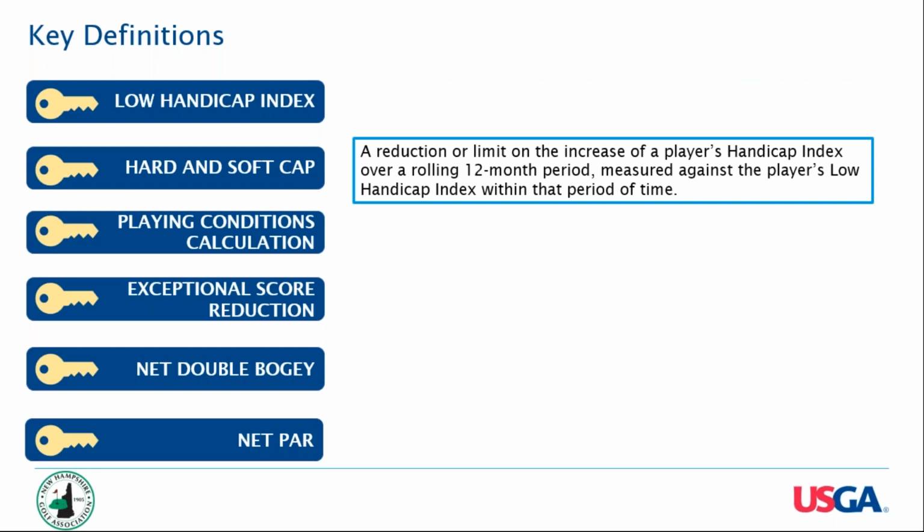which is then related to the hard and soft cap. So it's a reduction or limit on the increase of a player's handicap index over a rolling 12-month period, measured against the player's low handicap index within that period of time.